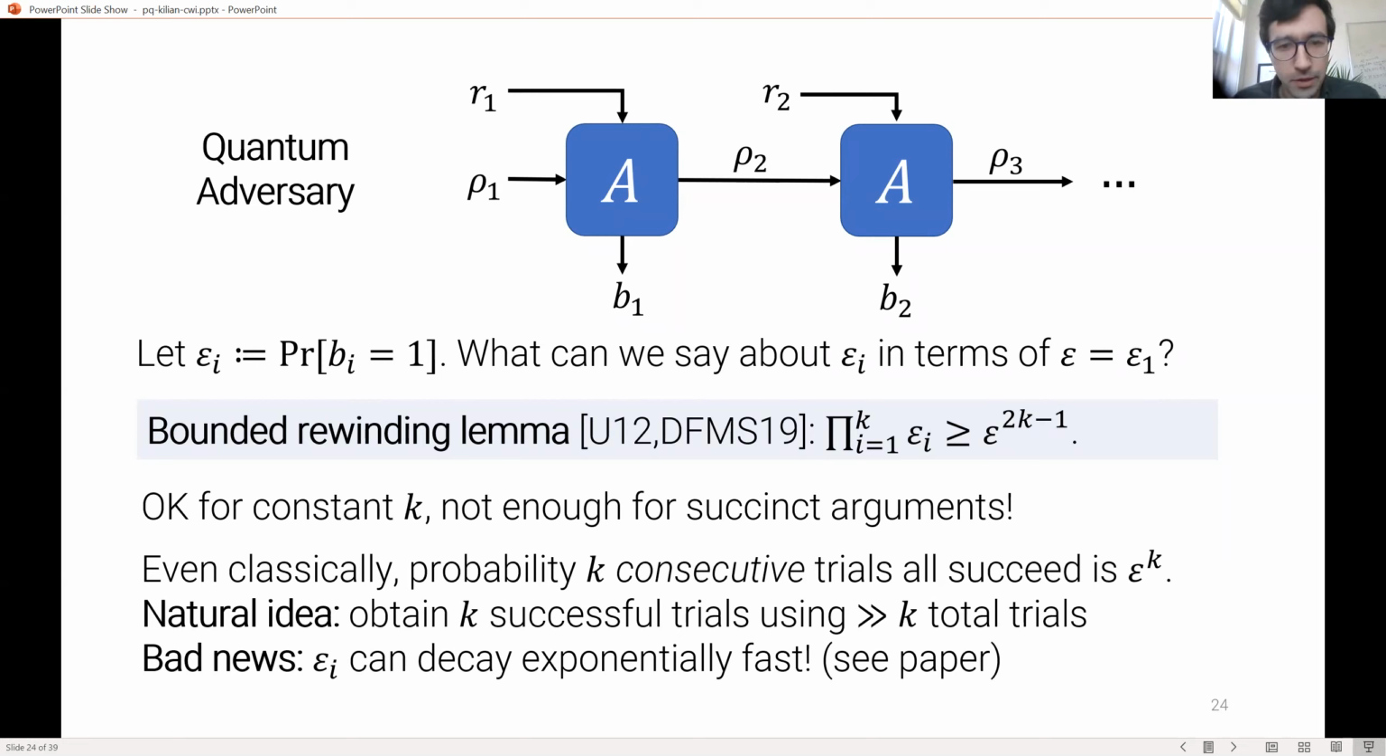The problem in the quantum setting is that if you do this and you're not careful, then the epsilon i's can decay exponentially fast. And we show in the paper that there's a situation where the expected number of successes over all time, even if you ran forever, would be about 1. So this is where you get stuck.